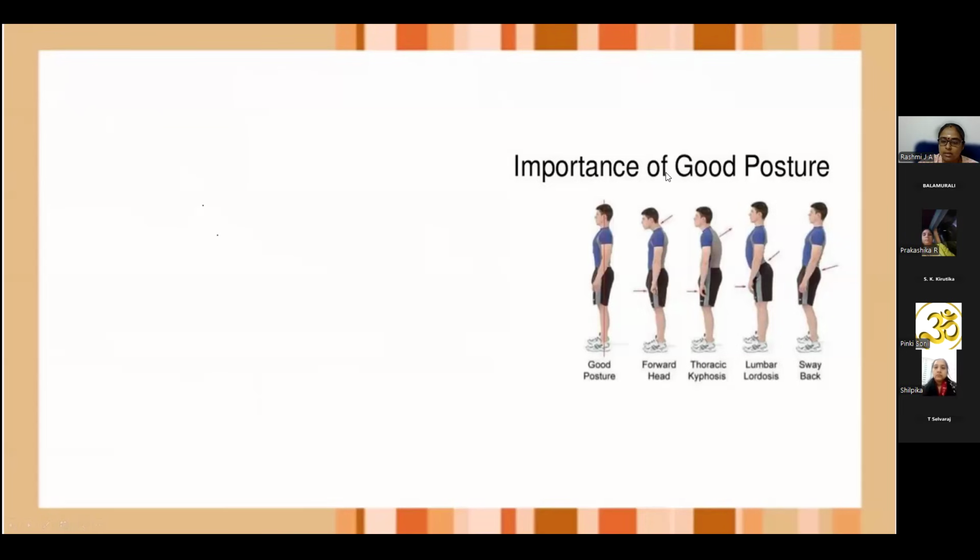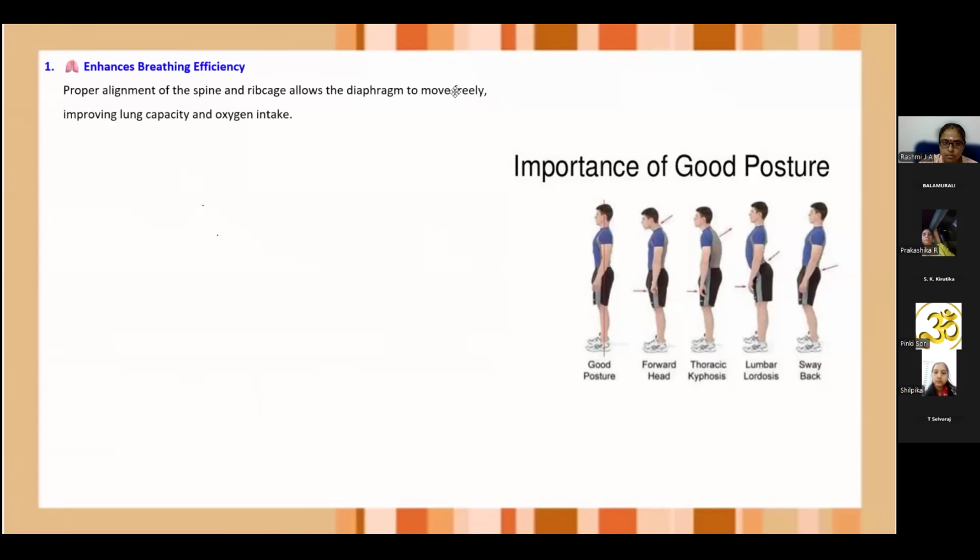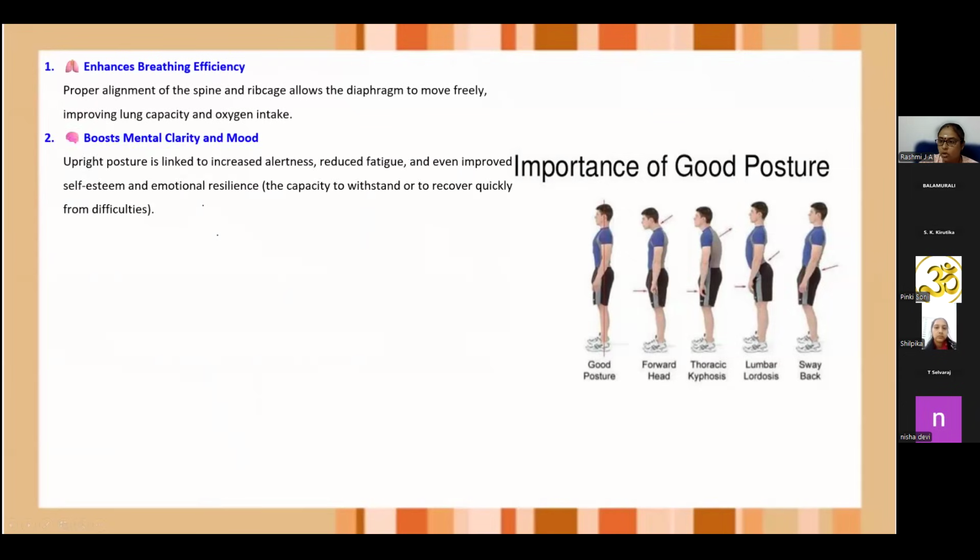So why is that? Posture is very important because it will enhance breathing efficiency. So proper alignment of the spine and the rib cage allows the diaphragm to move freely. As I already told you, the curvature of the spine is very essential, and when the curvature is right, the posture automatically becomes good. When that is happening, the diaphragm and the movement of the ribs will be very easy and flexible, and the lung capacity will also improve.